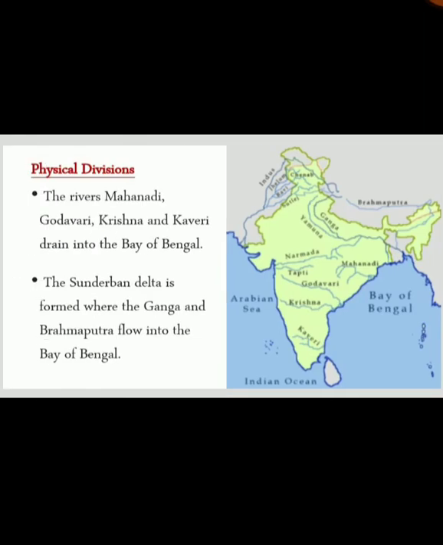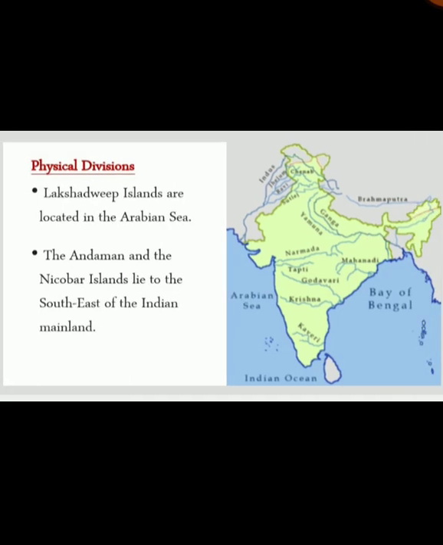Next, the rivers Mahanadi, Godavari, Krishna and Kaveri, these all drain into the Bay of Bengal, and the Sundarban Delta is formed where the Ganga and Brahmaputra flow into the Bay of Bengal. Lakshadweep Islands are located in the Arabian Sea. So here you can see the Lakshadweep Islands are here in the Arabian Sea, and the Andaman and Nicobar lie in the southeast of the Indian mainland.